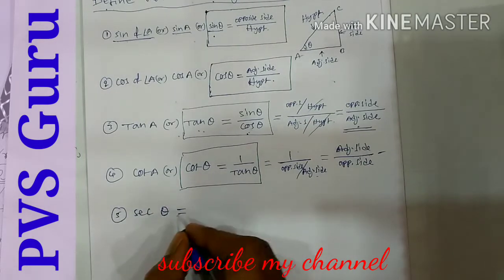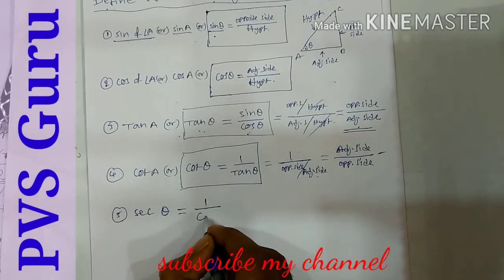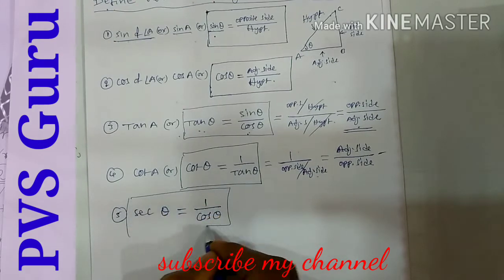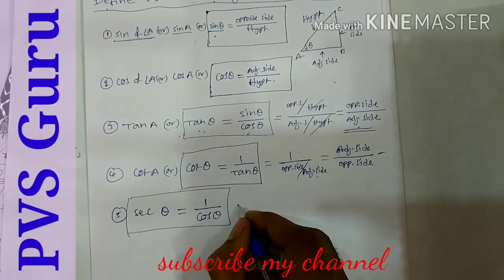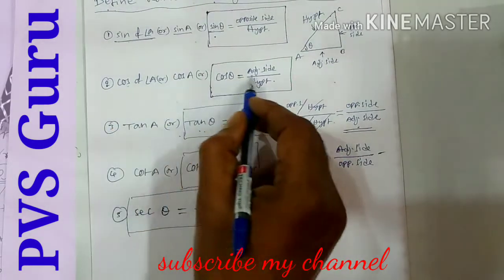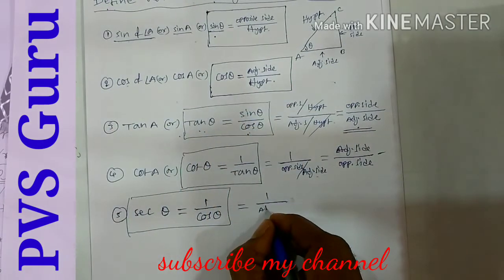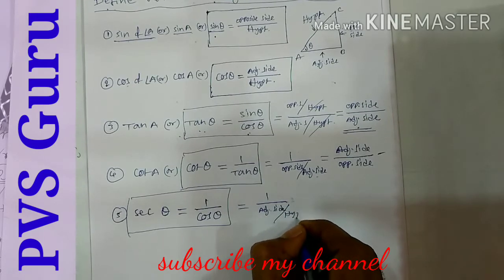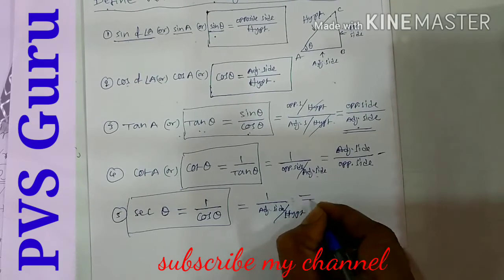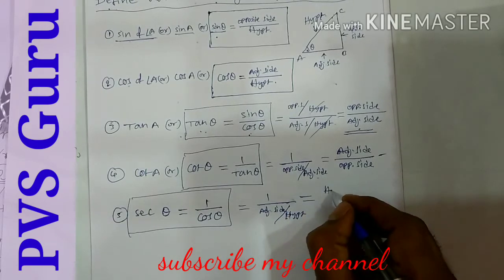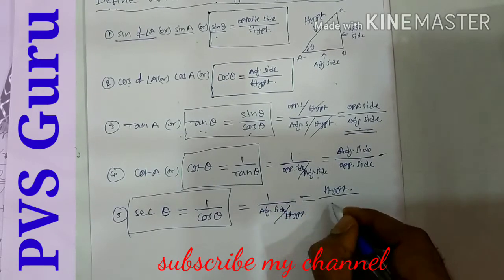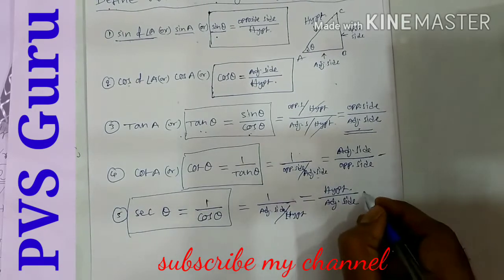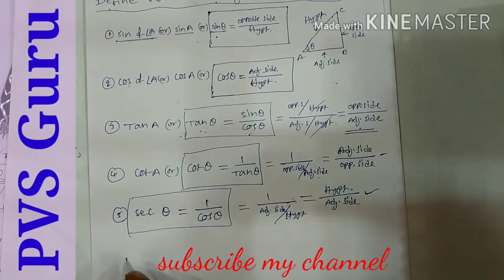Secant A or secant theta. Secant theta is 1 by cos theta, reciprocal to cos. Okay, so this is 1 by cos formula, adjacent side by hypotenuse. So this hypotenuse you take it to numerator, hypotenuse by adjacent side. This is the formula of secant.